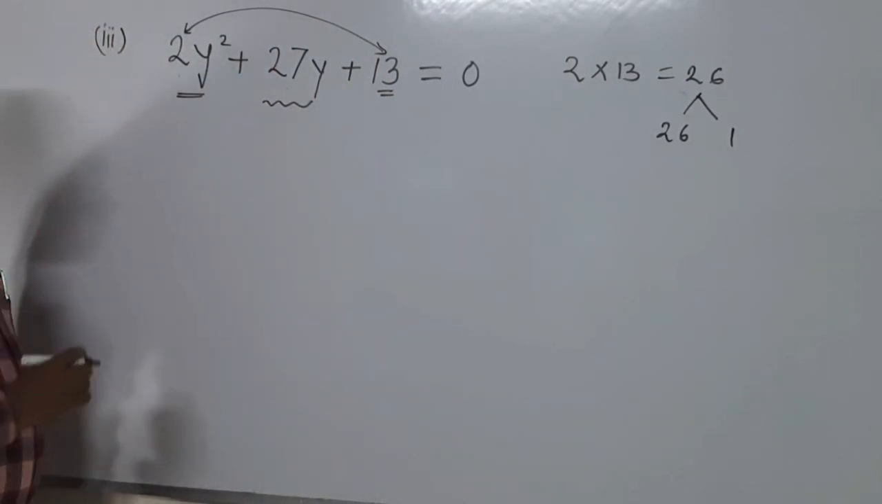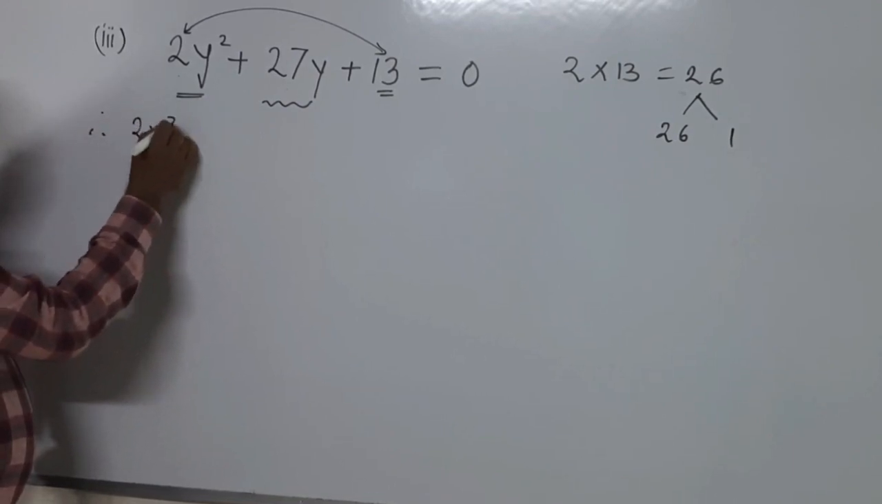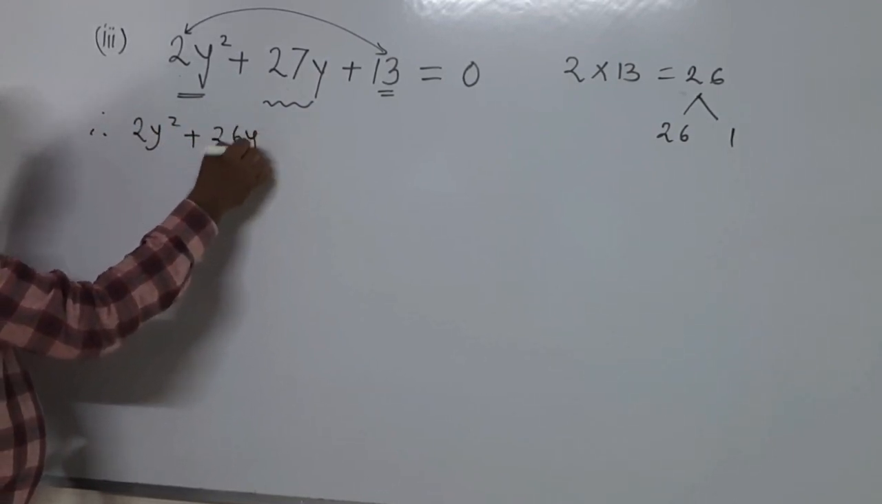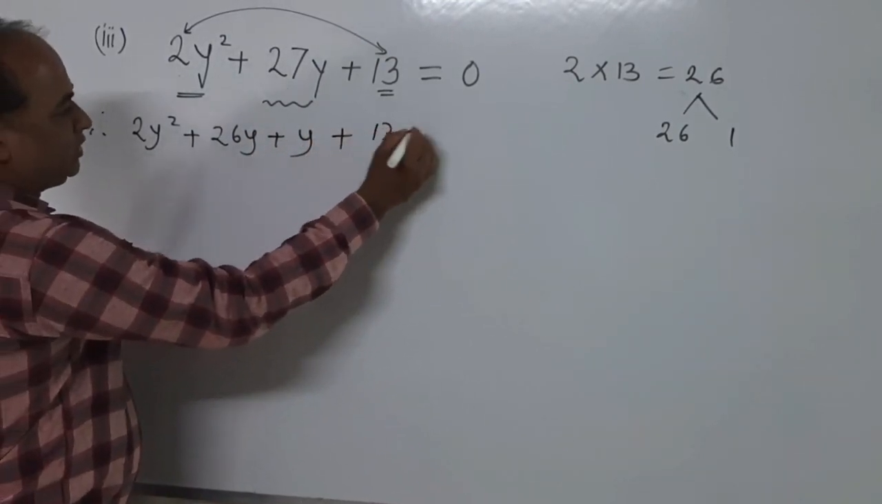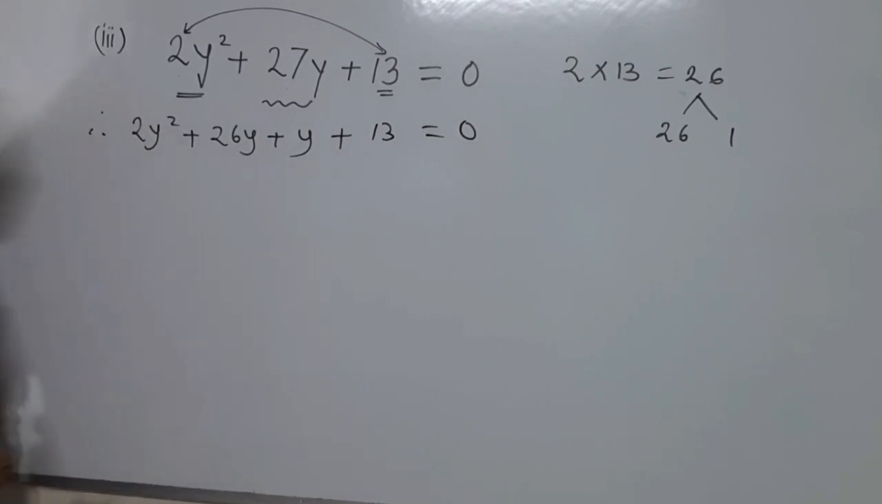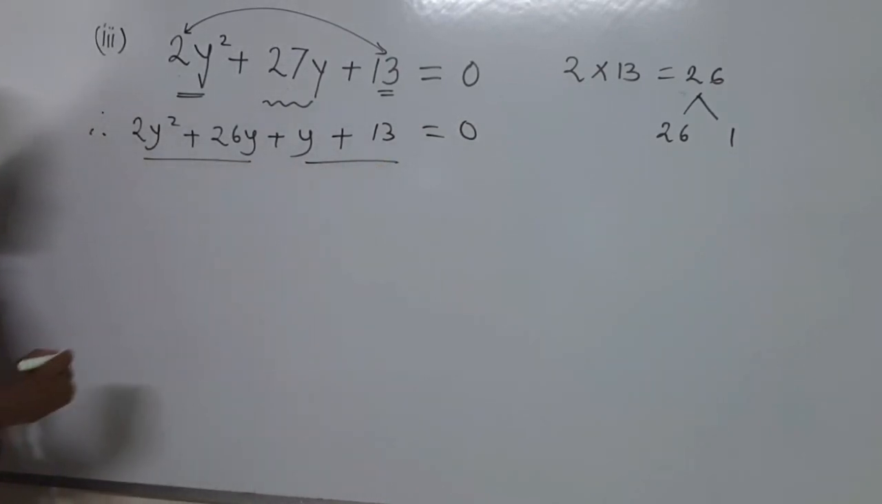So 26 and 1 are the factors. So now split the middle term. So 2y square plus 26y plus 1y plus 13 is equal to 0. Now make the group of first two terms and next two terms.